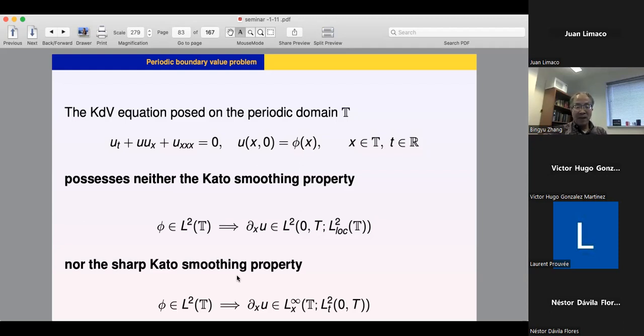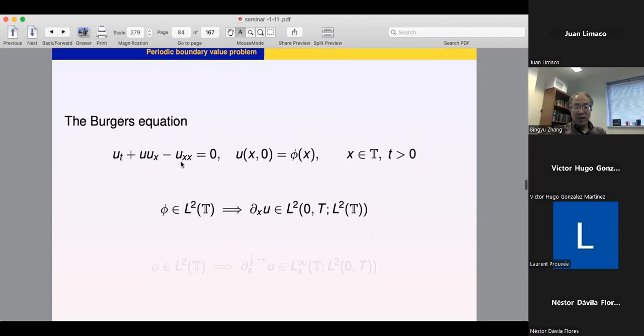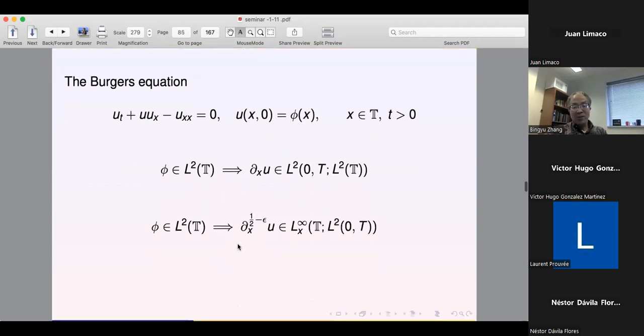This is the Cauchy problem of the KdV equation on a periodic domain. Now, how about the Burgers equation? We know that because of the dissipation, it immediately has a solution that is one order smoother than its initial value, so it belongs to this space. This is a Kato smoothing property. However, it is not a sharp Kato smoothing, because this is the best trace result, you had to take a half minus epsilon. This is the best you can get. So for the Burgers equation, we don't have a sharp Kato smoothing property.